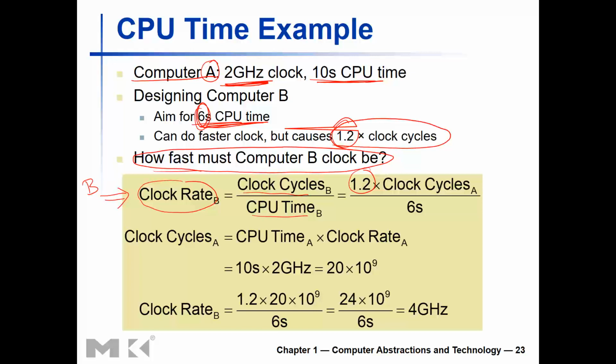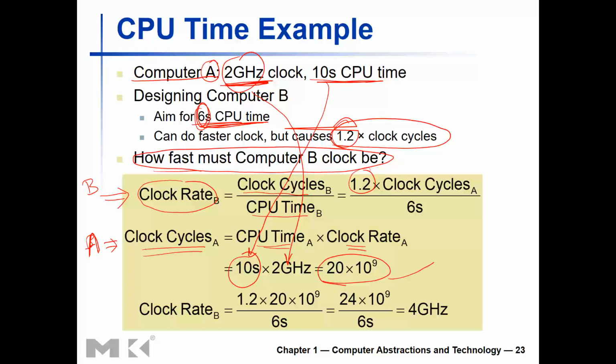Let's go to computer A. The clock cycles equals the CPU time times the clock rate. This is for computer A. Okay, all right, the clock cycles equals CPU time times the clock rate. He told me that the CPU time is what, 10 seconds. That's coming from here, 10 seconds. And he told me that it is 2 gigahertz, right? And that provides for me the number of clock cycles.